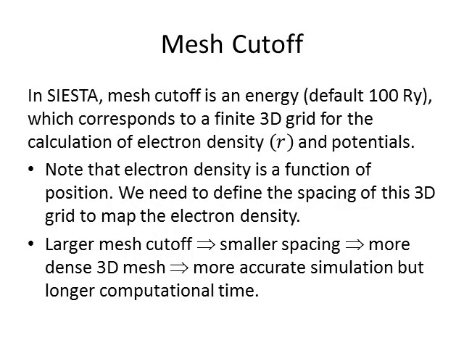Mesh cutoff. In SIESTA, mesh cutoff means an energy corresponding to a finite 3D grid for the calculation of electron density and potentials, because the electron density and potentials are functions of position. So we need to define the spacing of the 3D grid to map the electron density and the potentials. What you need to remember is that the larger mesh cutoff leads to smaller spacing and a more dense 3D mesh, resulting in more accurate simulation, but longer computational time.